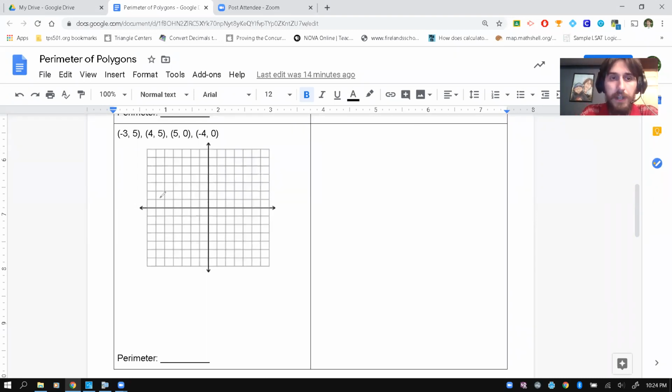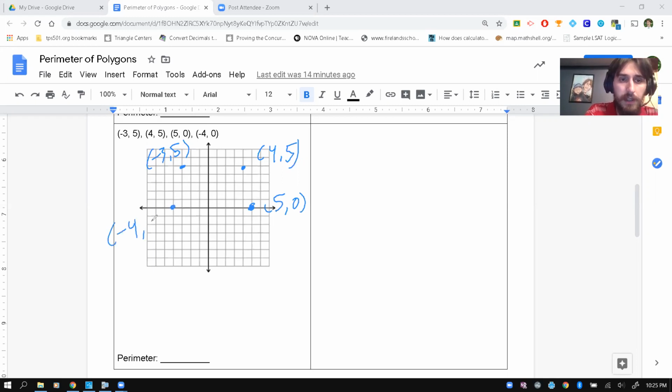We're going to plot them, and then we're going to try to find the perimeter of the shape. So my first point here, I would plot by going left 3 and up 5. 1, 2, 3, 4, 5. So here's -3, 5. Second point, I would plot by going over 4, up 5. So here's 4, 5. My third point here, I would go over to the right 5, and then up 0. And then last point, I would go left 4 and up 0.